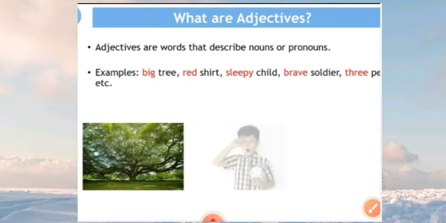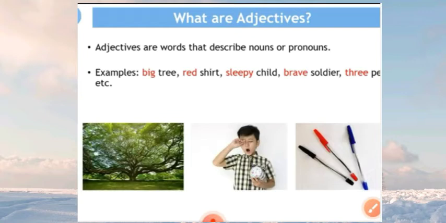And the examples would be words like big tree, red shirt, sleepy child, brave soldier, 3 pens, etc. So in all these examples, you can see that the words that are highlighted in red are my adjectives because they are actually describing or giving more information about the nouns that are right next to them, right?